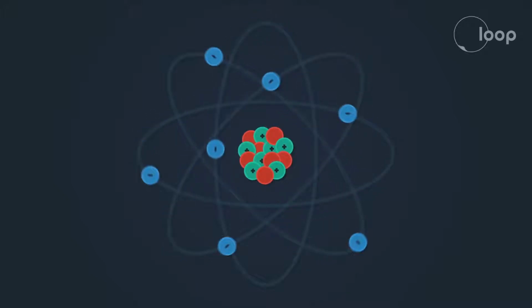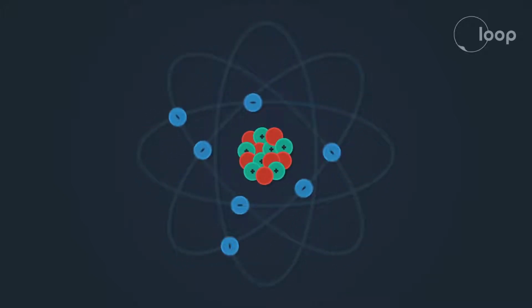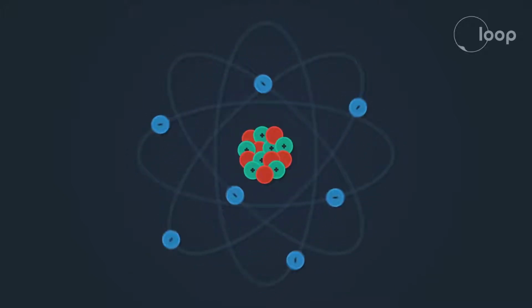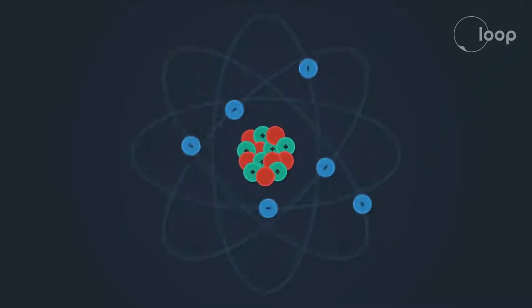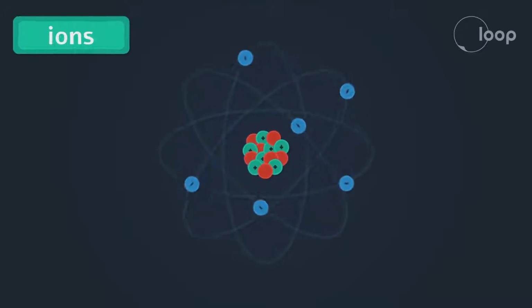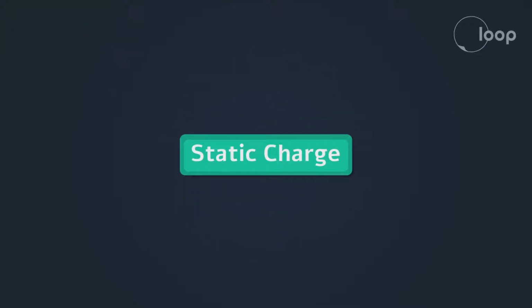However, electrons do not always stay attached to atoms and can sometimes be removed by rubbing. Atoms that have lost or gained electrons are called ions. Let's have a look at how static charge builds up.